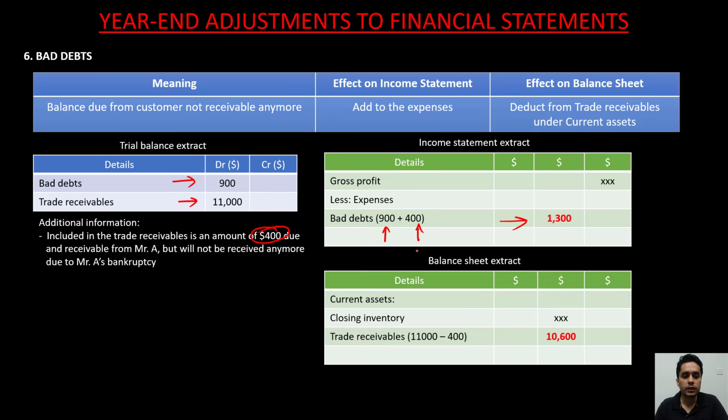In the balance sheet, this 11,000 includes 400 bad debts, but this 400 is not going to be received anymore in the future, and hence we will have to deduct it from our trade receivables to show the trade receivables at a net amount of 10,600.